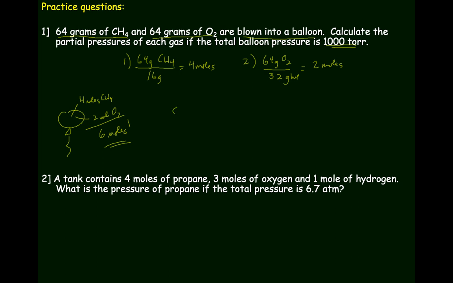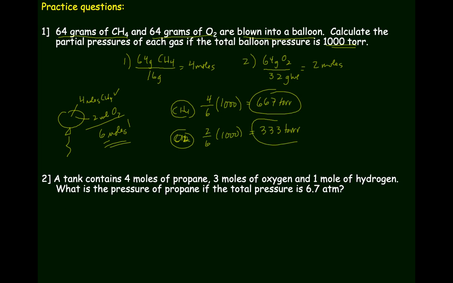So for CH4, what's my partial pressure? My partial pressure is going to be the mole fraction, so I'm going to have 4 over 6, right? I'm going to have part over a whole. The part is 4, the whole is 6. And I'm going to times that by 1,000 torr. And you guessed it, I get 667 torr. And for oxygen, O2, that's going to be the other part. So that would be 2/6 or a third times 1,000, which is 333 torr. So there's your partial pressure for methane and partial pressure of oxygen. And again, that's a pretty flammable balloon right there.